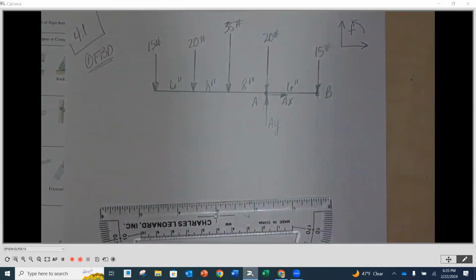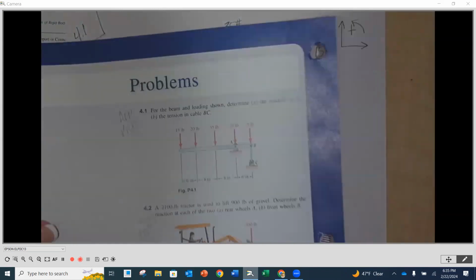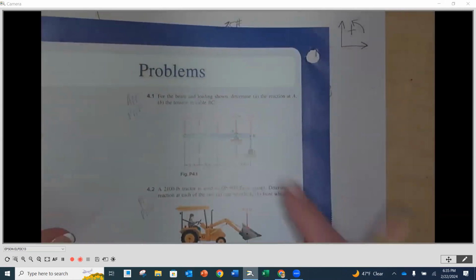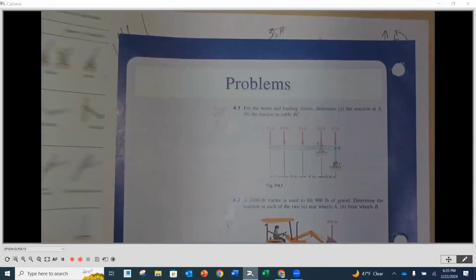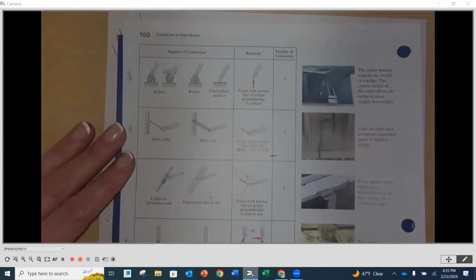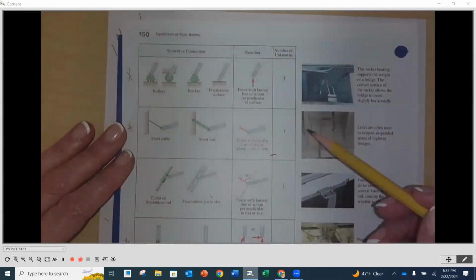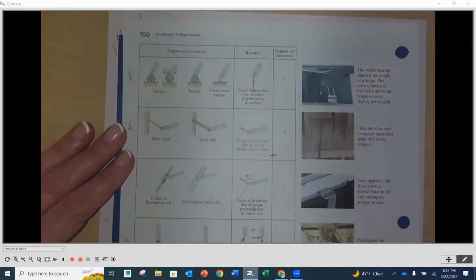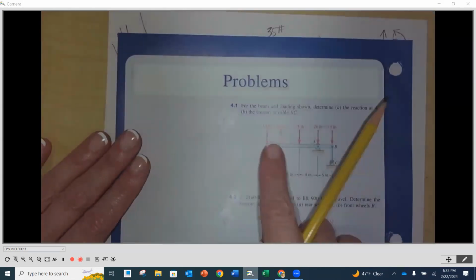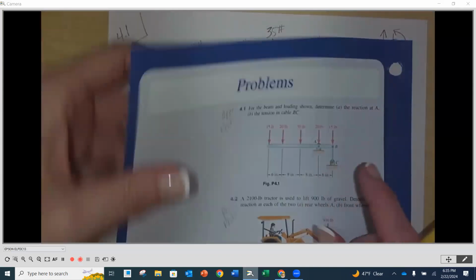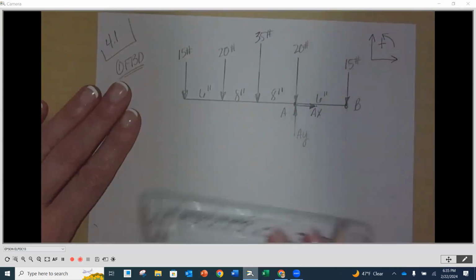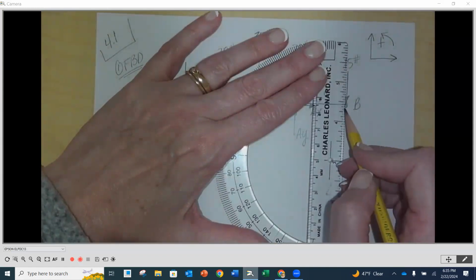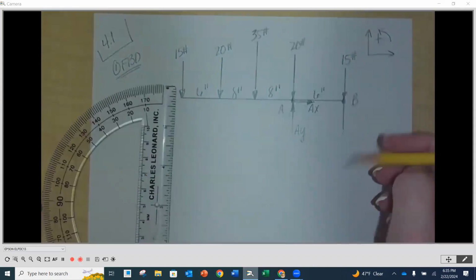Now, the other support that I have is at B. That's a cable. Okay. And if you need to, don't forget, you can always go back to page 160, and the cable is the second row here. The cable force is going to be one force along the line of the cable, pulling away from the body. So the body is that beam, and at B is where it's connected to the body. So this is going to be a vertical line.